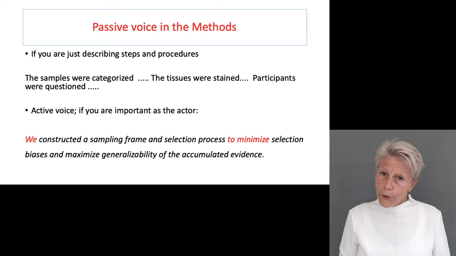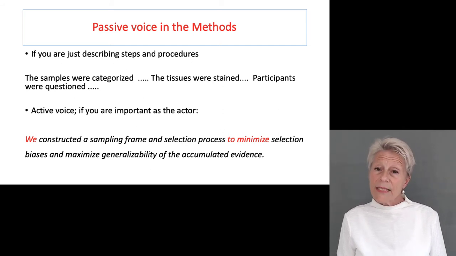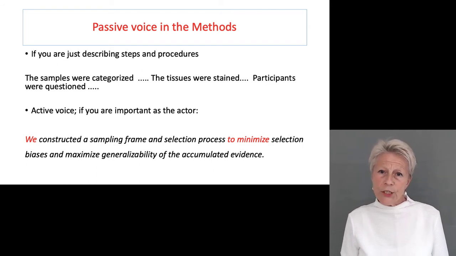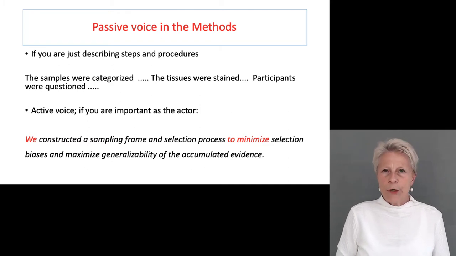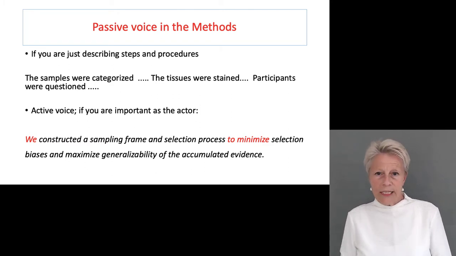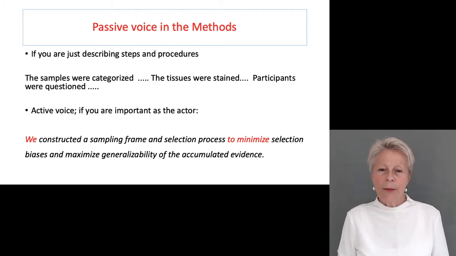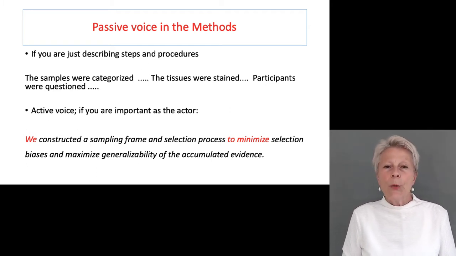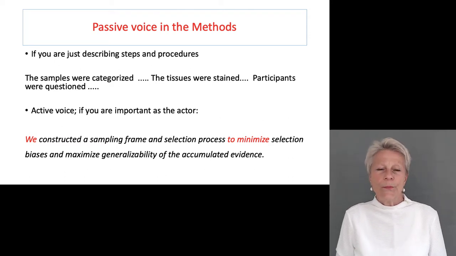So that means for your paper, for example, in the methods, the passive may be the dominant voice. If you are describing steps and procedures and it is clear enough who did all that, you and your group, then you can easily write, the samples were categorized, the tissues were stained, participants were questioned. It's the best choice here because no one needs to know who did it. They already know.